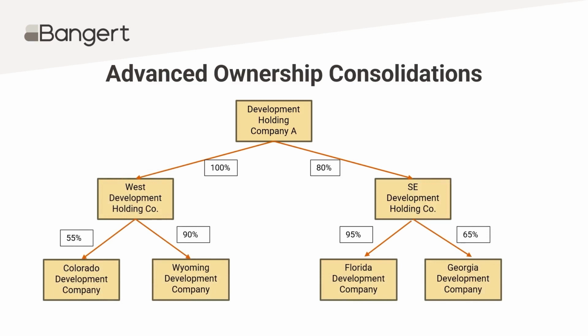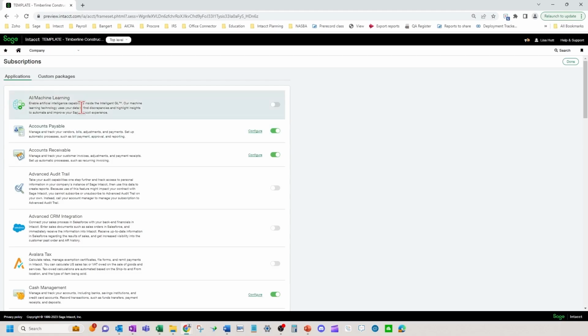So if you've got a tier looking something like this, where you've got development holding company, you've got some different ownership interests at different levels. And even more than that, if you have the ownership interest changing and your partnerships and your owners changing as well throughout the year. So what does it look like in Intacct? Let's jump over there. I'm not going to go into all of the setup on the advanced ownership consolidation, but I want to point out a couple things.